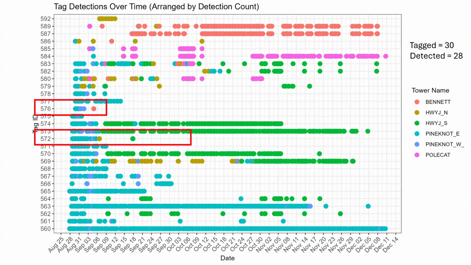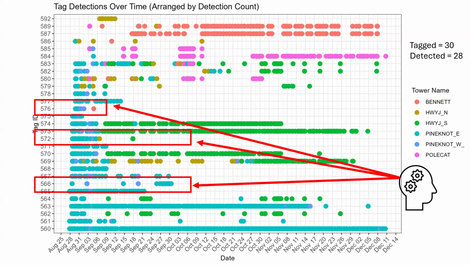And then we have birds that left and we didn't see again for the rest of the detection zone, if you will. But I want you to keep these birds in mind because they do come into play here in a little bit.